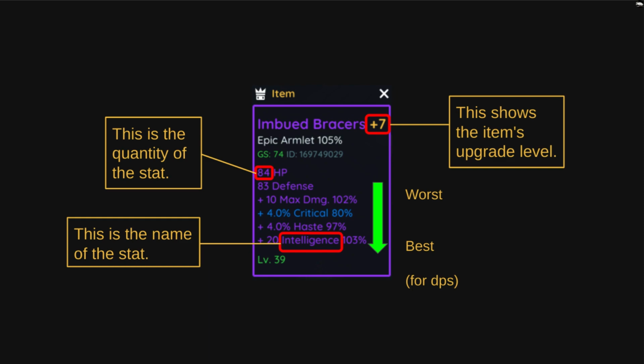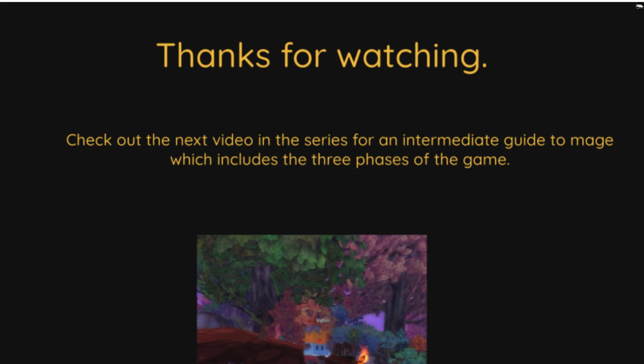Here is an example of a piece of gear. You can see that the item has a name followed by its upgrade level. Then below that are the actual statistics of the piece. You can see at the bottom is intelligence. This is the most vital stat for you as a mage, followed by haste, critical chance, and then max damage. All of these should be aimed for across all 9.